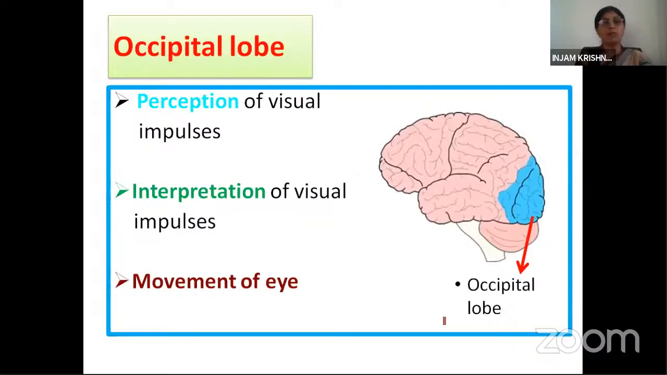Next, the occipital lobe, the last one and a smaller part compared to these three. It is concerned with perception of visual impulses, interpretation of visual impulses, and movement of the eye. So it is completely related with the eye and its functions. These are controlled by the occipital lobe. So these are the functions of the lobes located in the cerebral hemispheres.